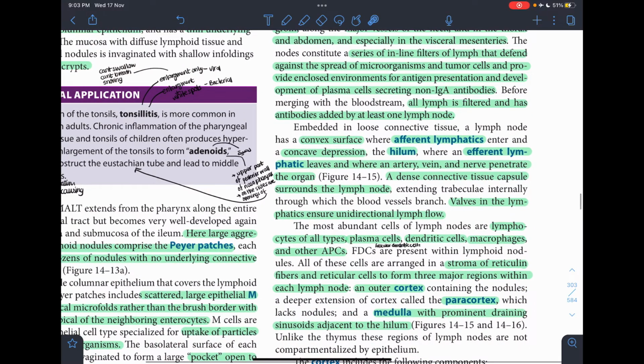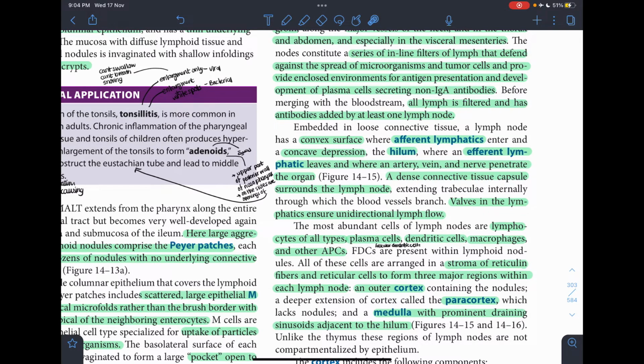Embedded in loose connective tissue, a lymph node has a convex surface where afferent lymphatics enter and a concave depression, the hilum, it's pronounced hilum, where an efferent lymphatic leaves and where an artery, vein, and nerve penetrate the organ. We will see that now in the picture below.